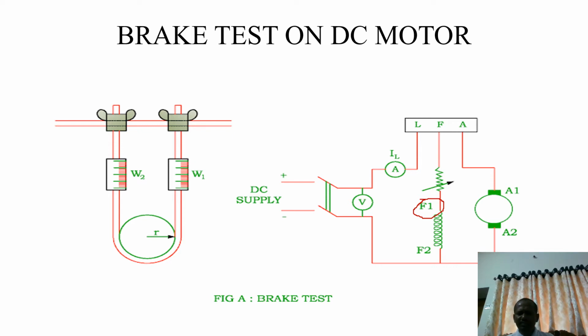Initially, the current is at minimum and the field variable rheostat is at minimum position. Current passes through the field winding, which produces flux. By adjusting this variable rheostat, additional resistance is inserted in series with the field winding, which reduces the field current and so reduces the flux. Then the speed of the armature increases.